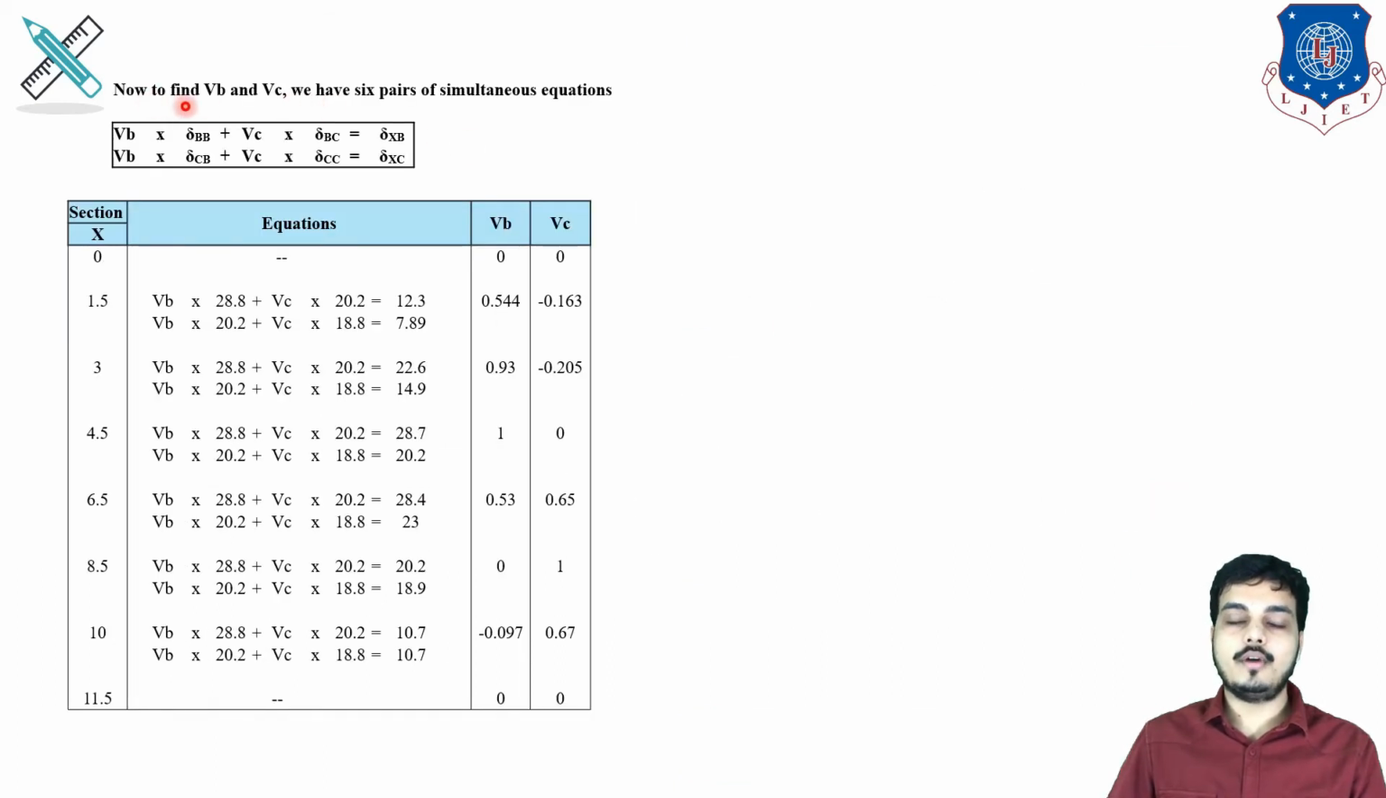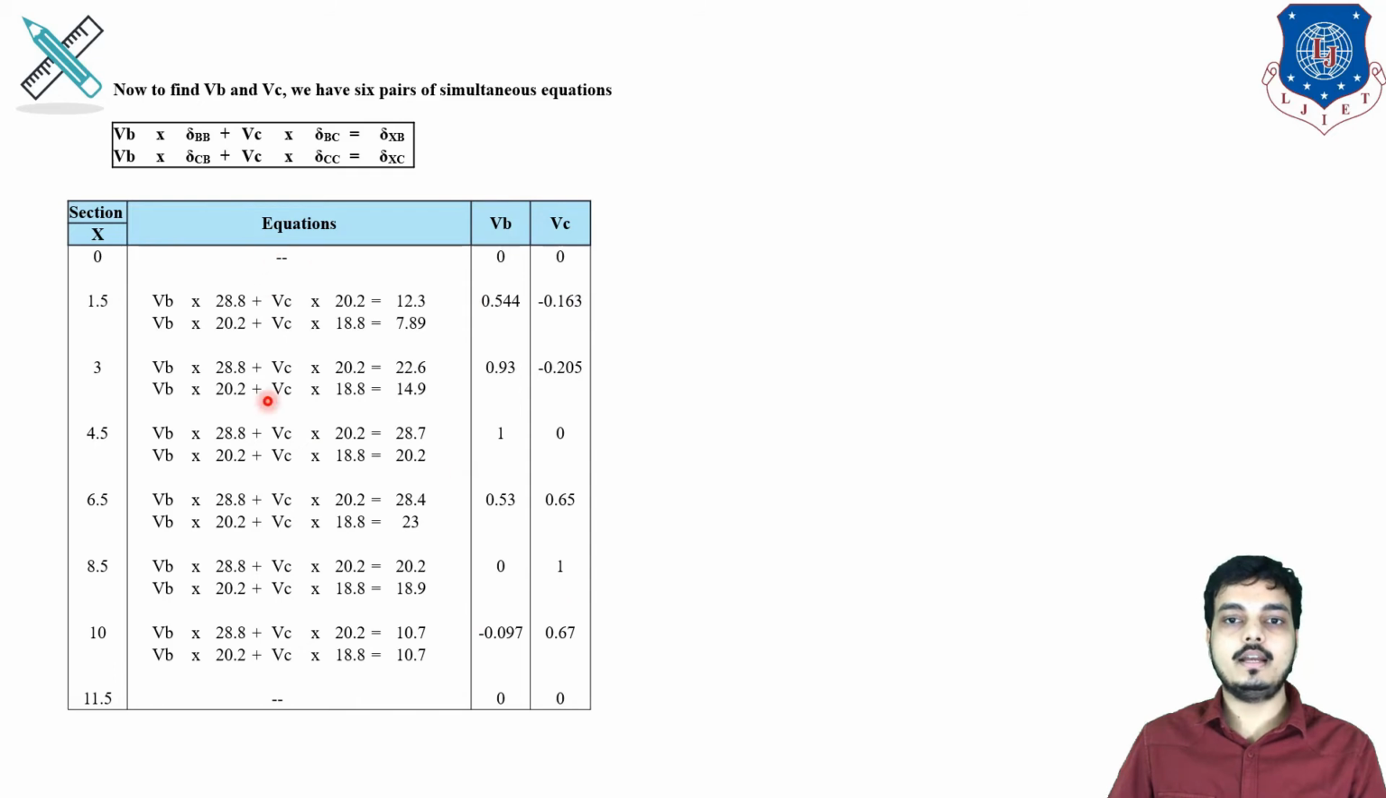So now to find VB and VC, we have 2 simultaneous equations. The equation will be VB into delta BB plus VC into delta BC equals delta XB. Similarly, VB into delta CB plus VC into delta CC equals delta XC. So look, VB and VC are my unknowns. This is my distance X. I have to find the value of VB and VC.